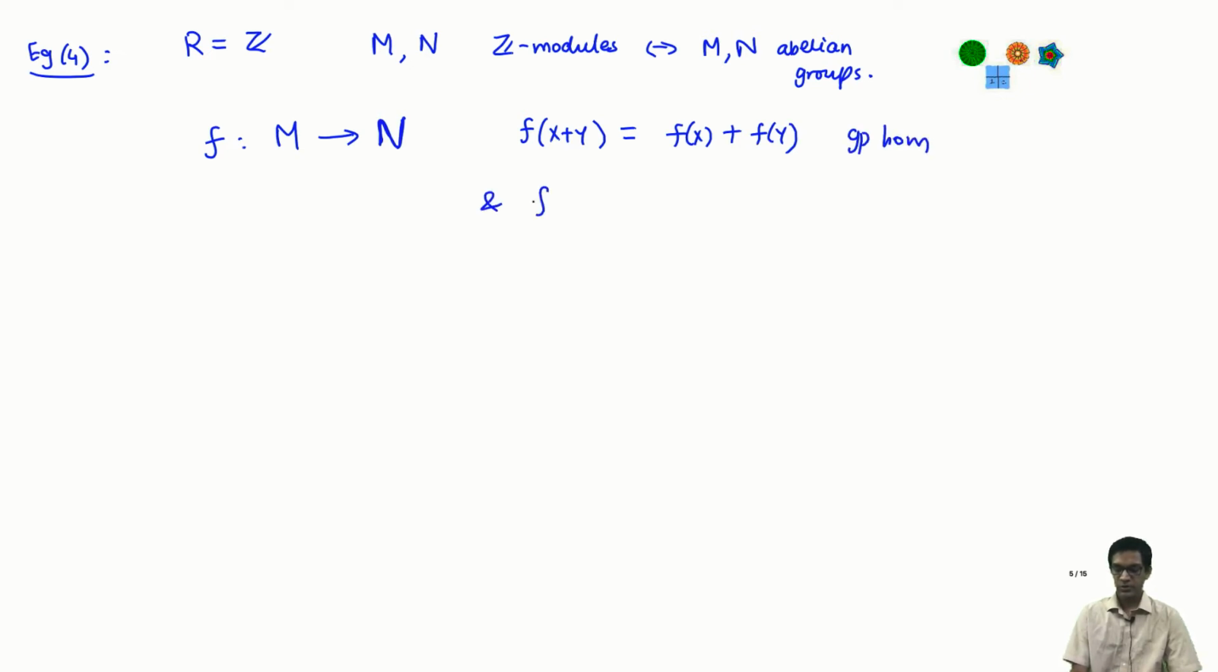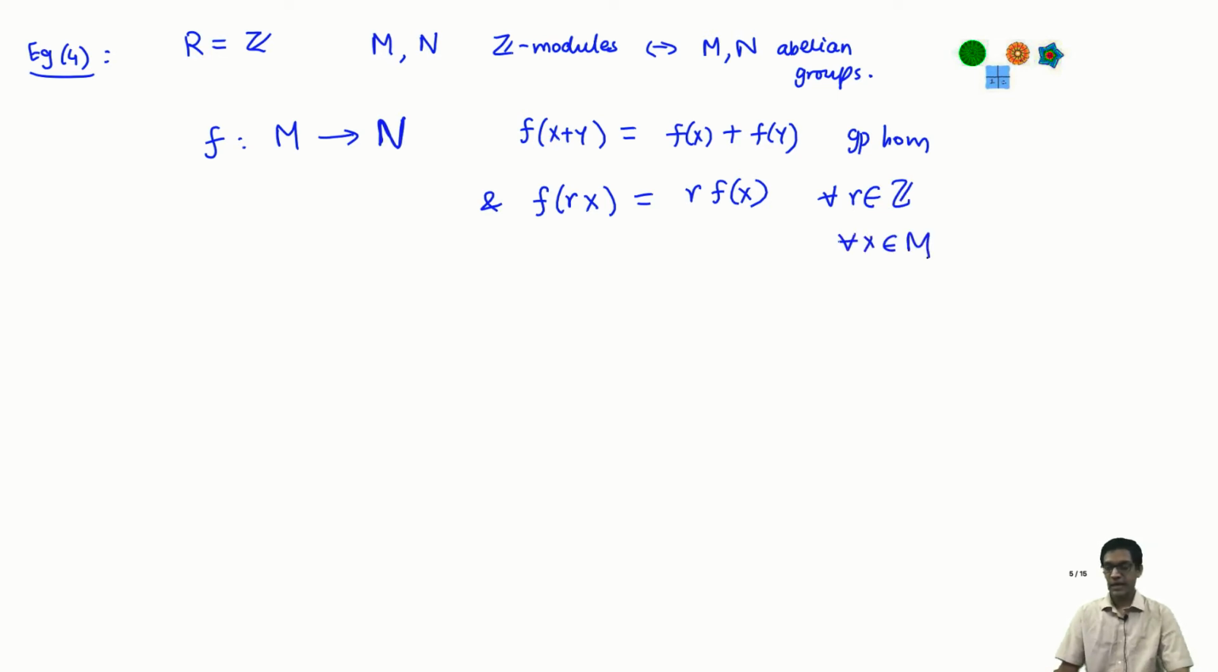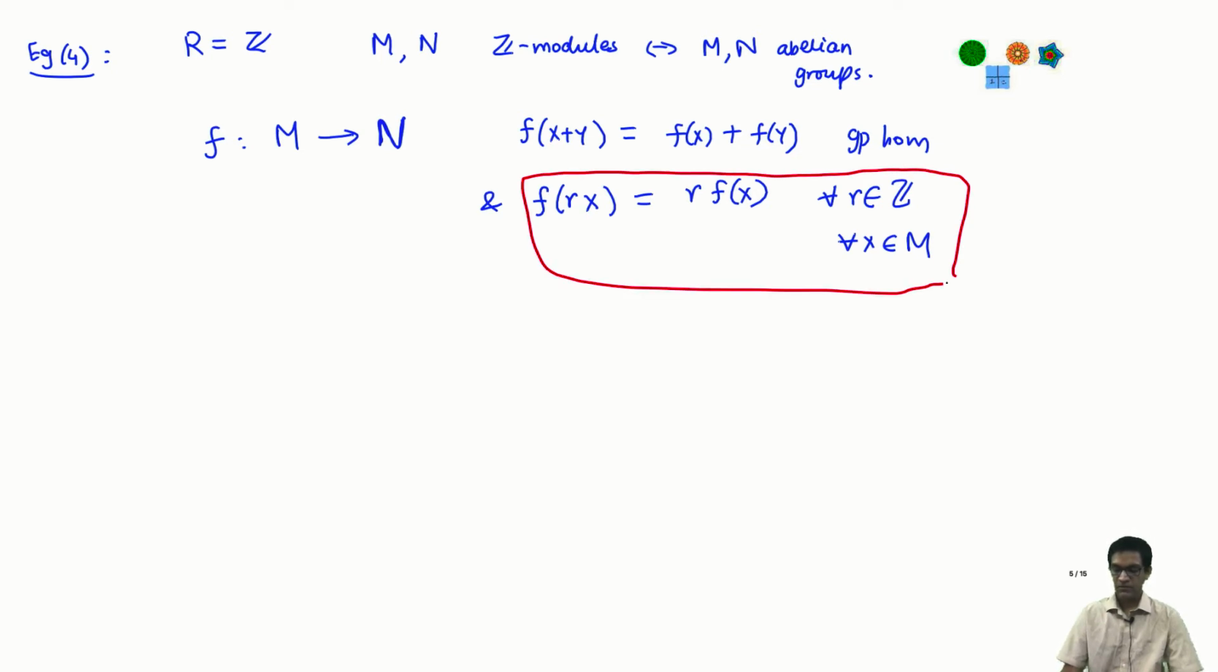and it should satisfy compatibility with respect to scalar multiplication by elements of Z, for all x in M. But observe that this second property is superfluous. We don't really need this one. If the function satisfies the first property, that f of x plus y is f of x plus f of y, then the second property is automatically true. This implies the second one automatically for Z-modules.